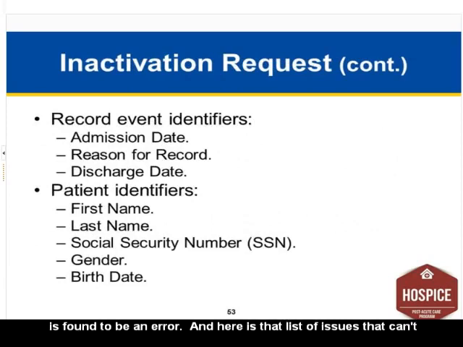And here's that list of issues that can't be modified that I mentioned to you. An inactivation request must be completed when any of the items listed on this slide are inaccurate. These items cannot be modified. Record event identifiers include the admission date, the reason for record, and the discharge date. And patient identifiers include the first name, the last name, social security number, gender, and birth date.